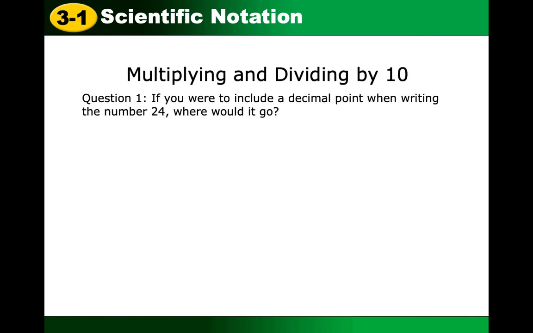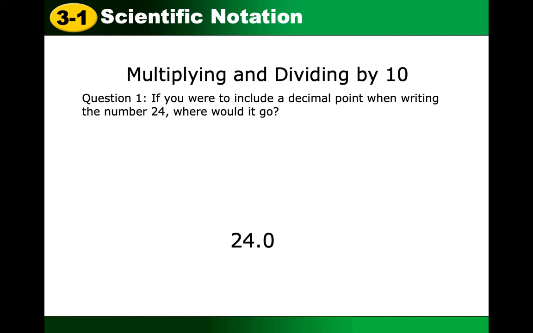Before we get into scientific notation, let's do a quick review of multiplying and dividing by 10. So question 1, if you were to include a decimal point when writing the number 24, where would it go? If you answered at the end of the number like this, then that would be correct. And we would usually put a 0 after the decimal point. There's usually no point in putting a decimal point if there's nothing after it. In this case, we're going to put a single 0.